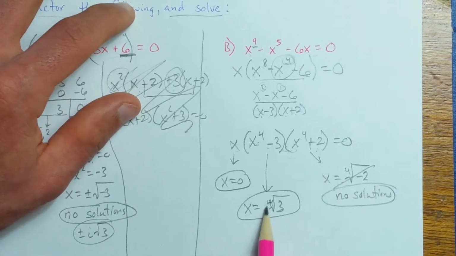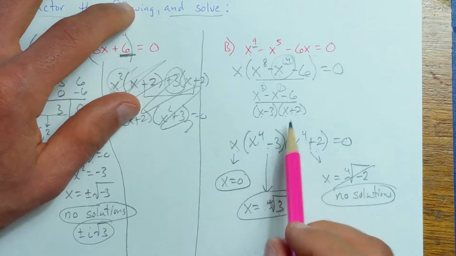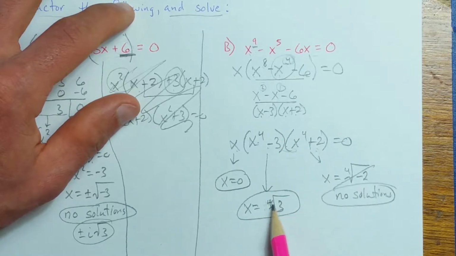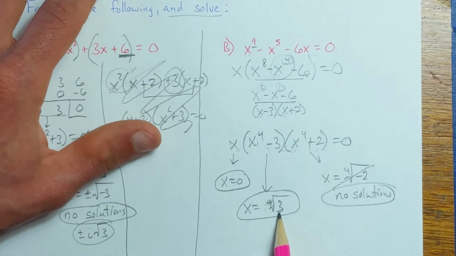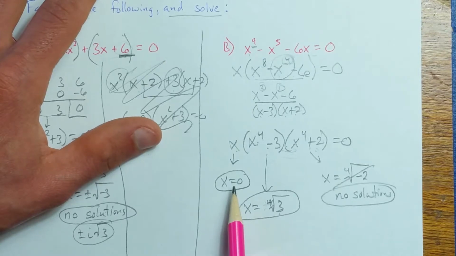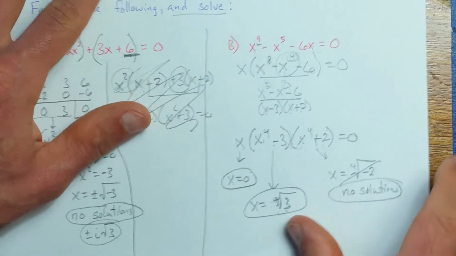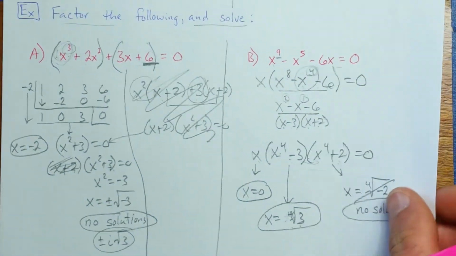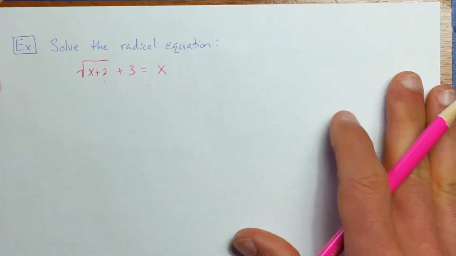So if you have the square root, definitely put the plus or minus. For now, if you have any other root, just put the 3rd root, 4th root, whatever the number is, and stop there. So I'm going to have zeros of x equals 0, x equals the 4th root of 3, and then that's it. Alright, so factoring and solving. On to the next couple.